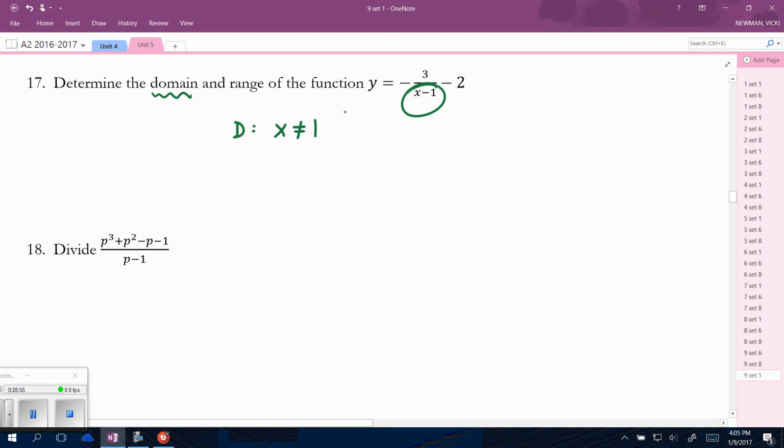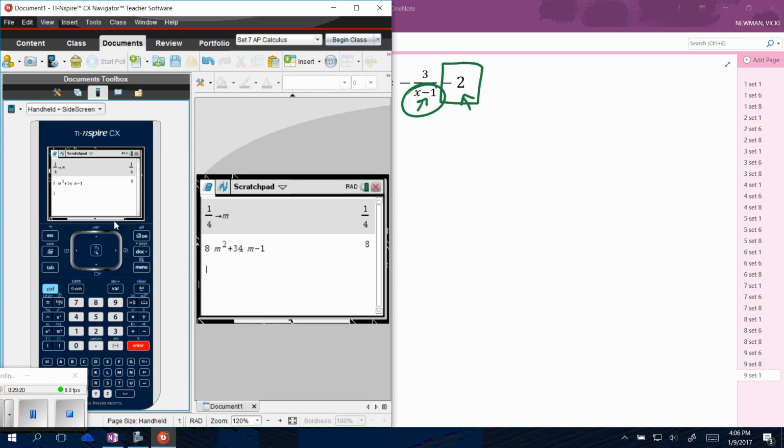The range, you're either going to look at your calculator or you're going to remember that vertical shift. The parent function has both asymptotes at 0. So this function says go right 1, go down 2. So down 2 is y cannot equal -2. But let's look at the graph so that if you are in a pinch, you can figure this out.